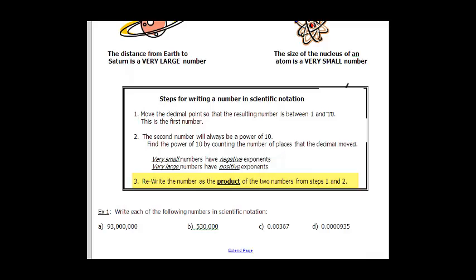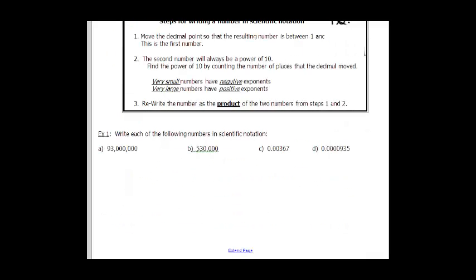So I think this is review for most of you, but let's just take a look at these examples. In the first example, the decimal point is understood to be at the end of the 93 million. So in order to create a number between 1 and 10, we would put the decimal between the 9 and the 3. So it's going to be 9.3 times a power of 10, and that power of 10 is going to be however many places we move the decimal point, which is 7.